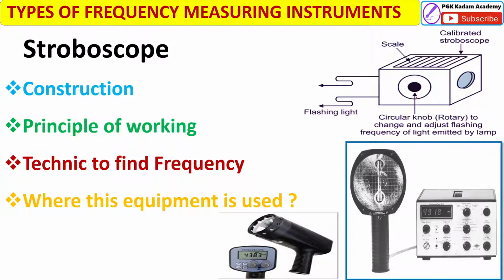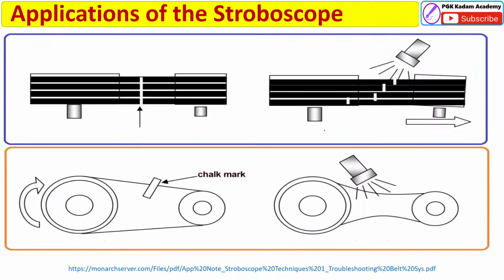Frequencies as low as 15 Hz can be measured easily with the help of the stroboscope. As shown in the figure, this is its construction. Now we see the application of the stroboscope. See here, in the top figure, this is the belt drive. Here a mark is given to draw a reference line across all the belts. When we restart the machine, we observe the reference line drawn here.